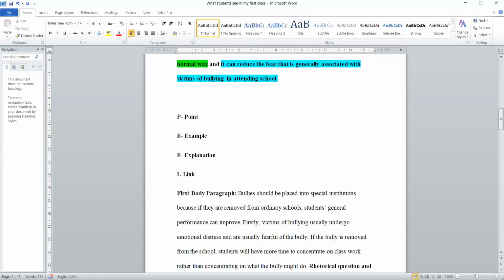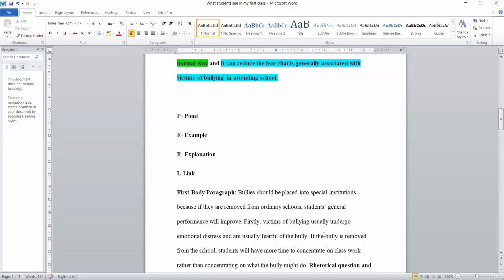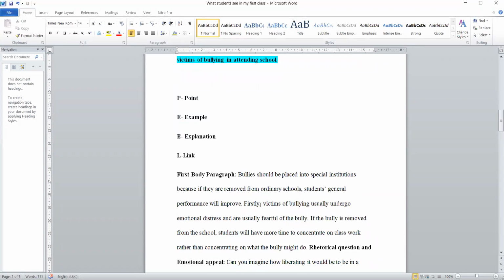The topic sentence of my body paragraph was that bullies should be placed into special institutions because if they are removed from ordinary schools, students' general performance can improve. And I'm going to change this "can" right here to "will" because remember it is a persuasive essay. You don't want to sound unsure. You have to sound like you're sure and you're trying to get the audience to believe you. So I used, do you remember what this word here is called? What kind of word?